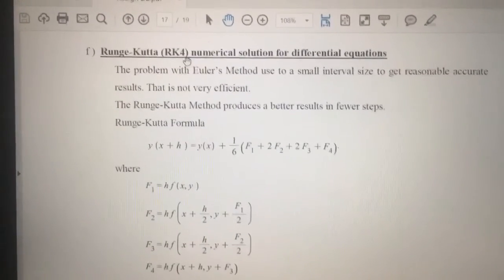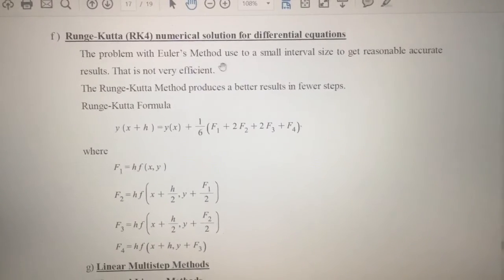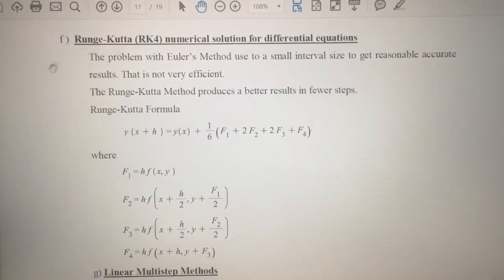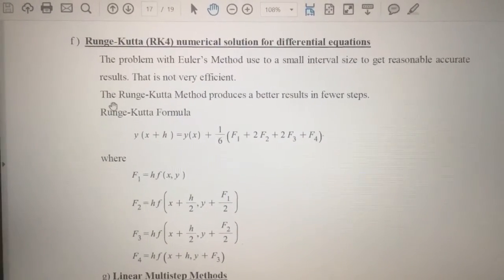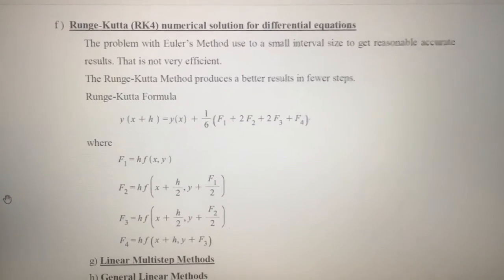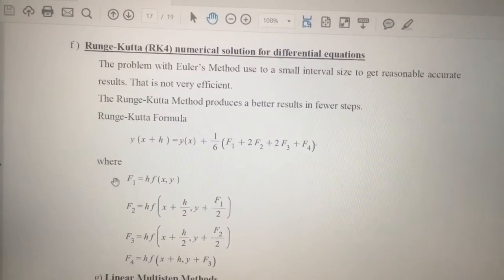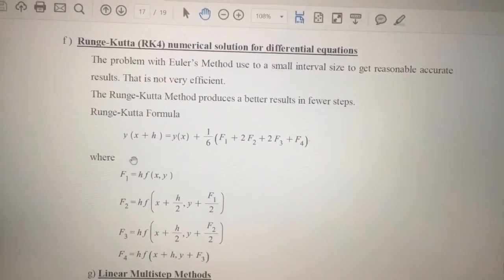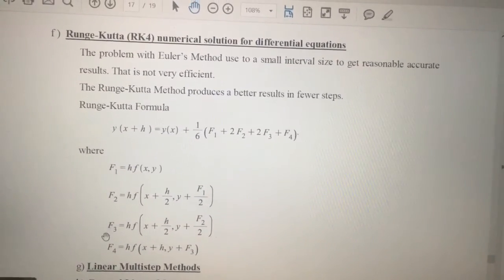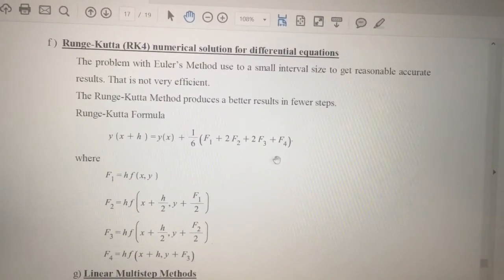Next is Runge-Kutta RK4, a numerical solution for differential equations. The problem with Euler's method is that we have to use a small interval size to get a reasonably accurate result. That is not very efficient, but the Runge-Kutta method produces a better result in fewer steps. This is our formula of the Runge-Kutta method, where f1 is represented by this function, this equation, f2, this equation, f3, and f4. And we will use this formula to solve.